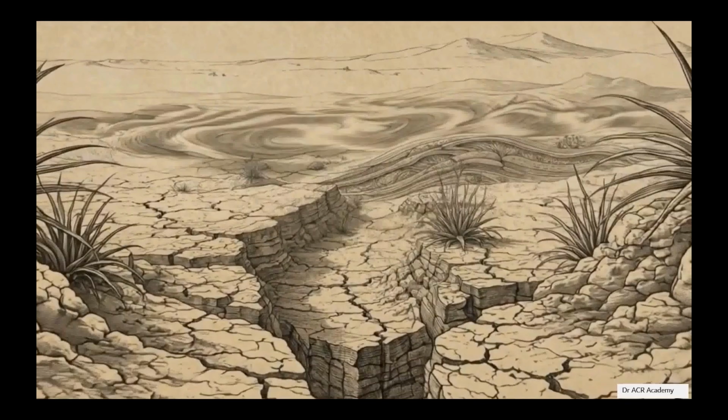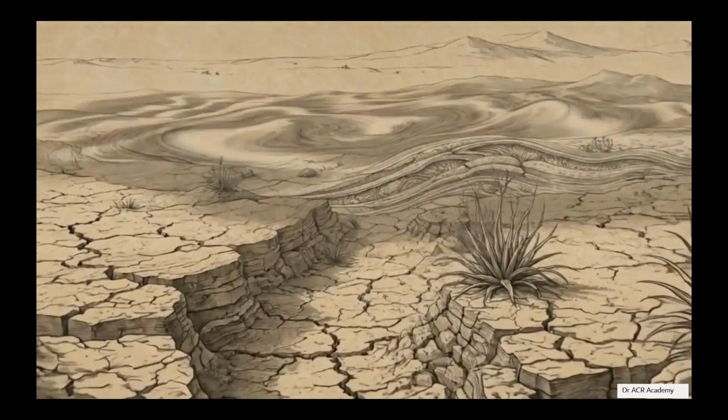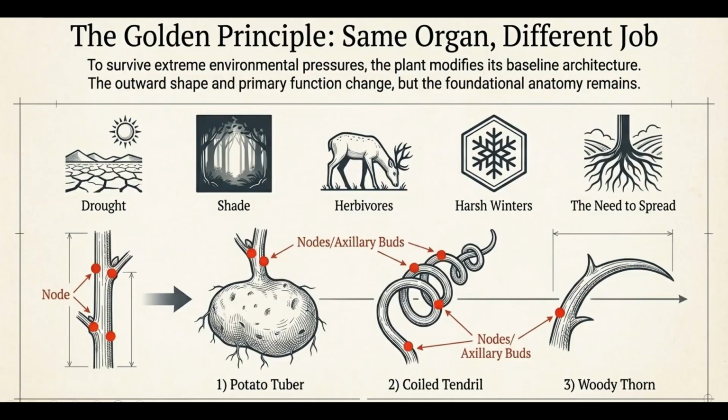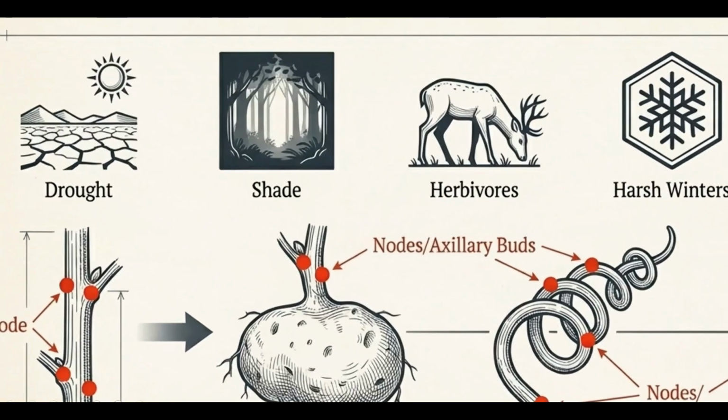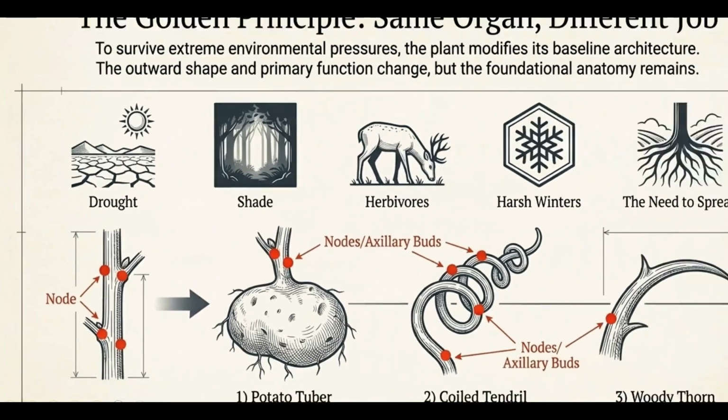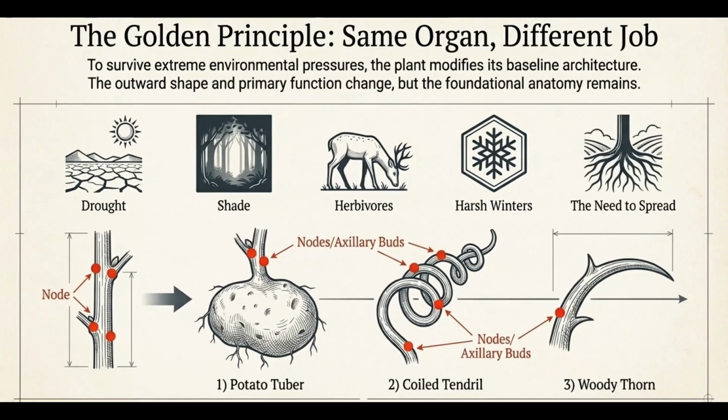Environments are rarely optimal. Pressures like severe drought, predation, or the mechanical need to climb disrupt this standard growth pattern. To survive these pressures, the morphological blueprint of the stem exhibits extreme phenotypic plasticity. Stem modification occurs when the organ alters its physical structure to perform a highly specialized survival job.